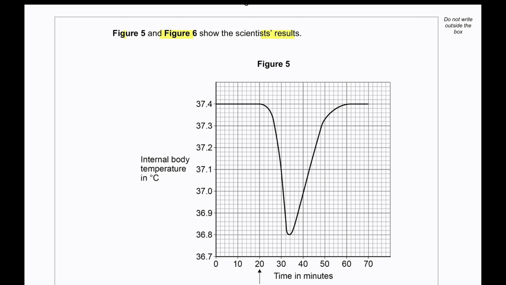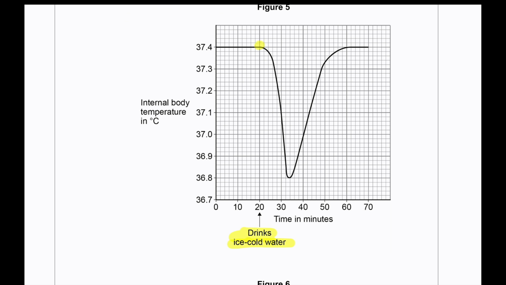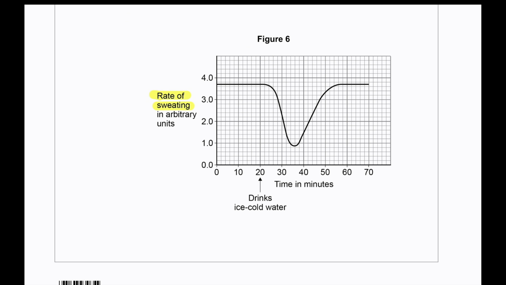Figure 5 and Figure 6 show the scientist's results. The person drinks the ice-cold water. His temperature goes from 37.4 down to 36.8, and it takes about 14 minutes. And then the temperature rises to 37.4 back again. And that happens at 60 minutes. So that takes about 26 minutes.